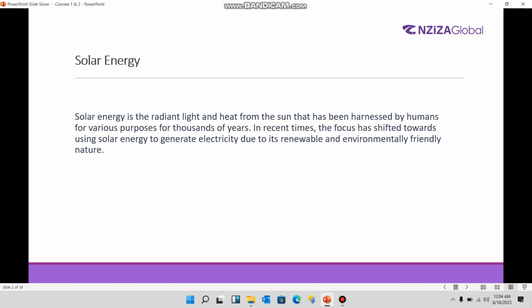Solar energy is radiant light or heat coming from the sunlight, which has been harnessed for thousands of years. But in current times, humans are focusing more on converting solar energy to generate electricity, which is known as renewable energy, and it is very friendly environmentally in nature.